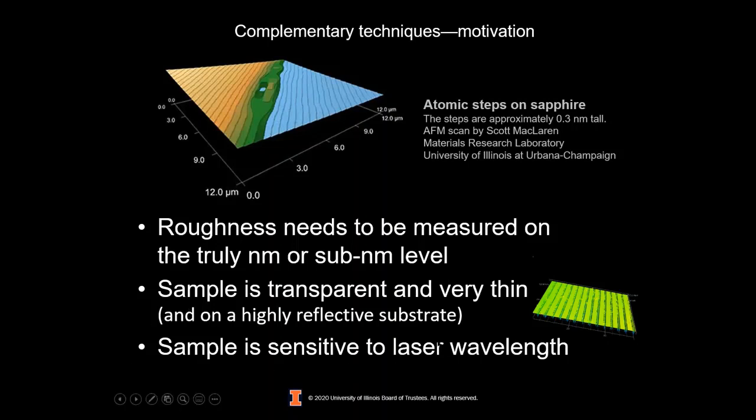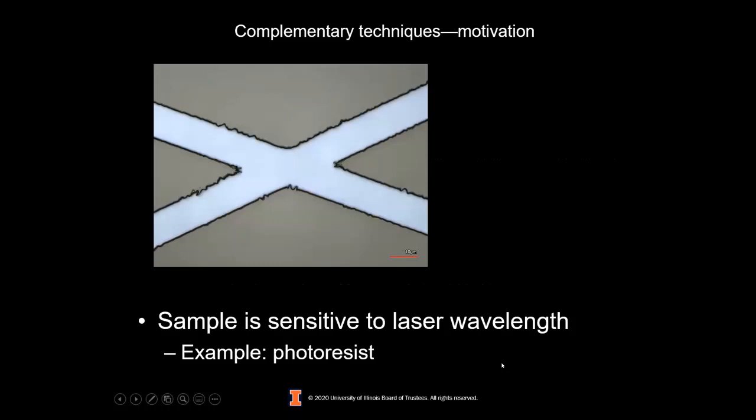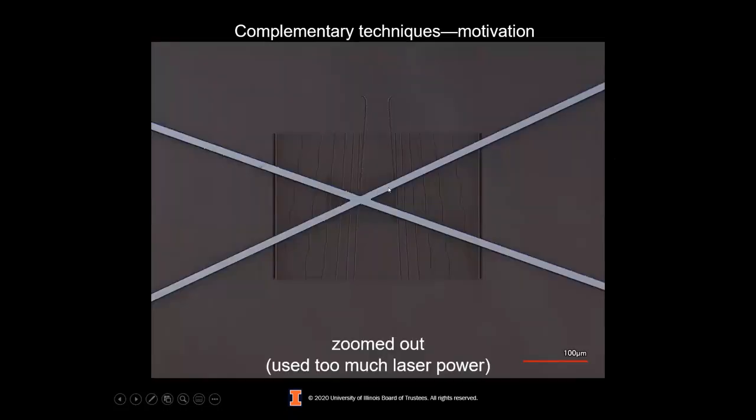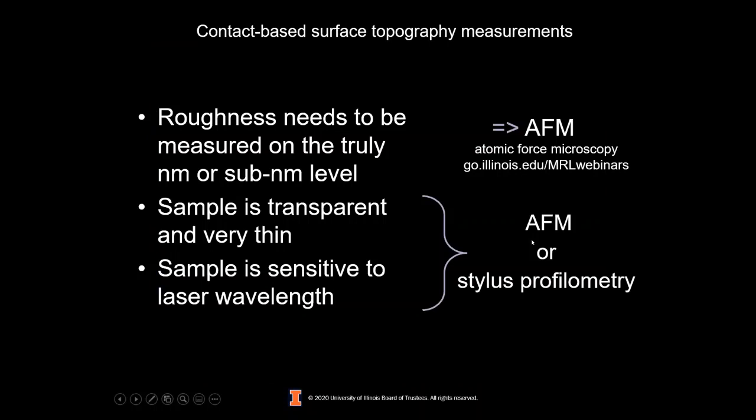A third, somewhat rare instance where you might not want to use it is if your sample is sensitive to the wavelength of the laser that's used to do the confocal measurement, which is generally a violet laser. So for example, if you have photoresist that's intended to be developed under ultraviolet light, it's still sort of sensitive to the violet light. So you can measure it, but if you use too much laser power, you will actually expose and damage the sample. So either don't use so much laser power or try a different technique.